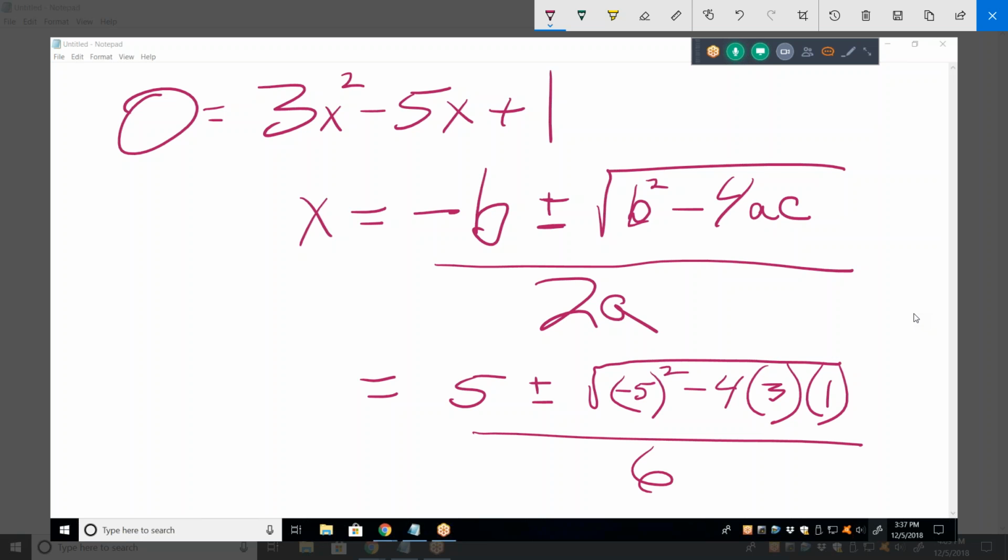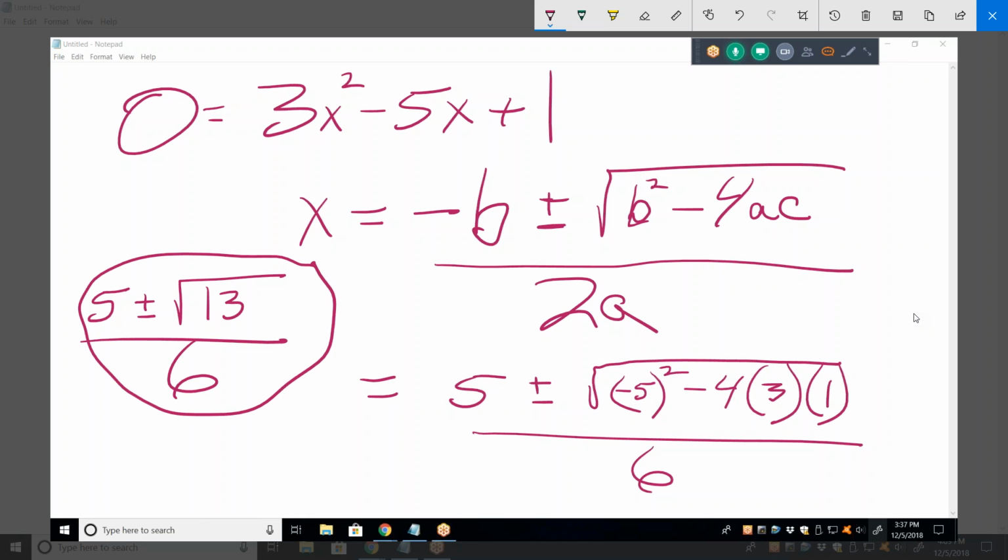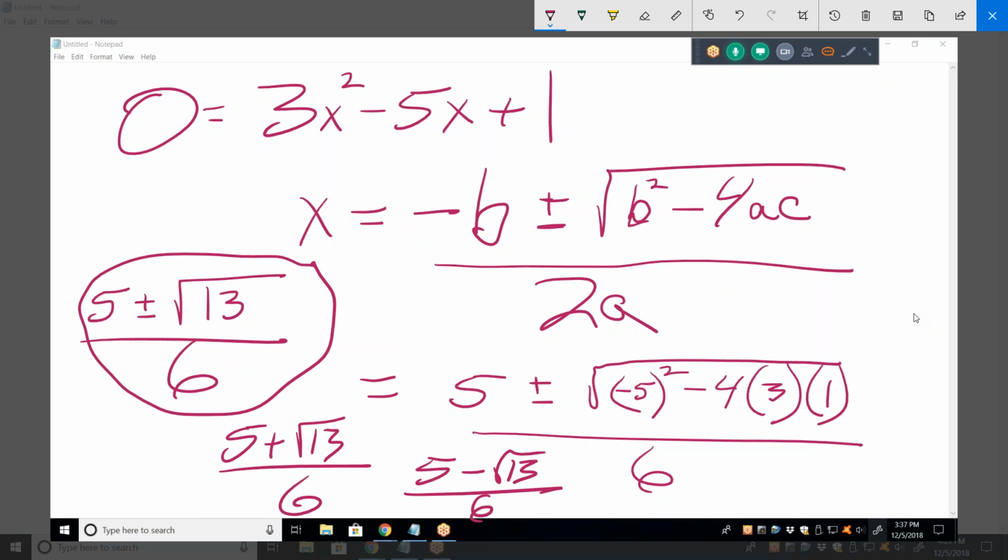So if I simplify this, I get 5 plus or minus the square root of 13 all over 6. Now, that's a real solution. It's 2 of them. What that plus minus means is that one solution is 5 plus root 13 over 6. The other solution is 5 minus root 13 over 6. That's what the plus minus means. Now, I should say one last thing before we leave this problem.